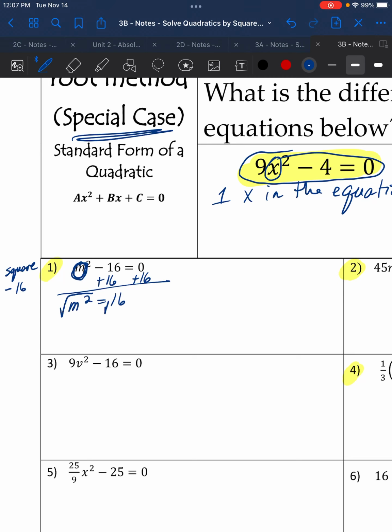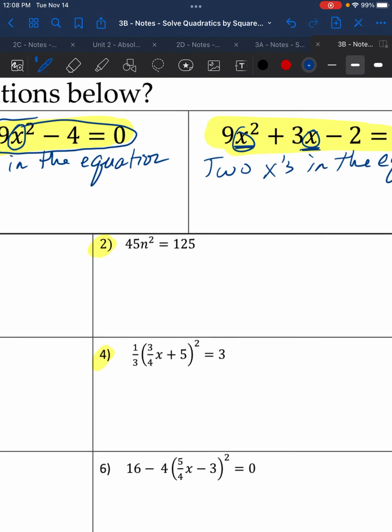And now this is what's going to be new. M squared means there's two solutions. To get the two solutions, you need a plus and a minus anytime you square root, a positive and negative. So a positive and negative 4. So 4 is the solution and negative 4 is the solution. You can write it that way or like this.